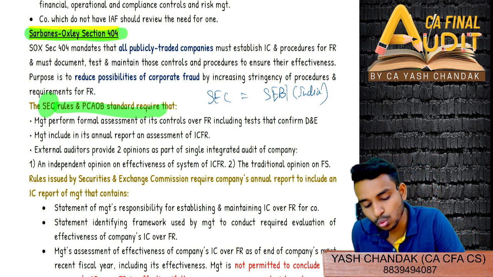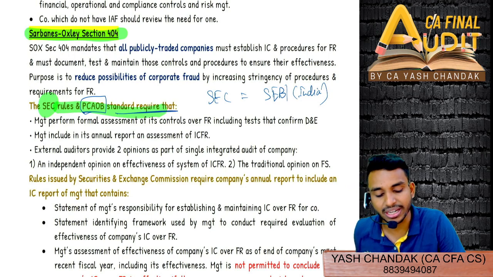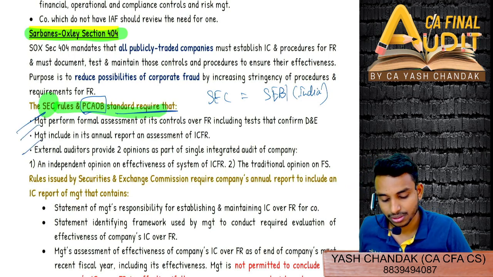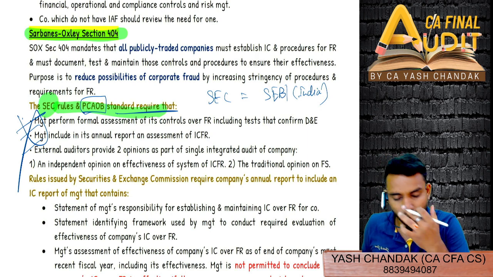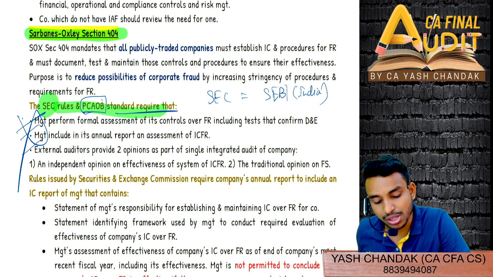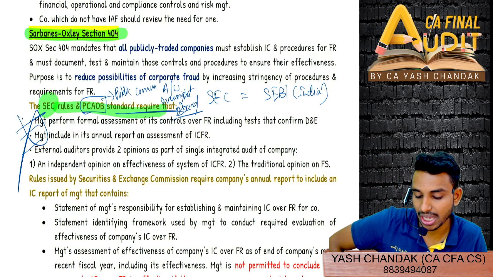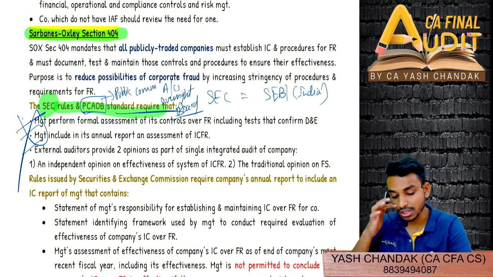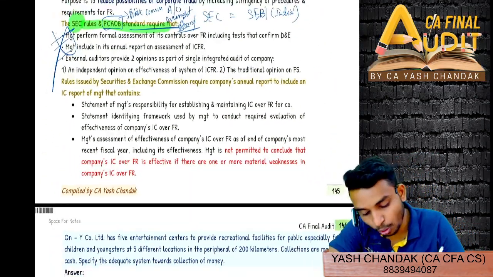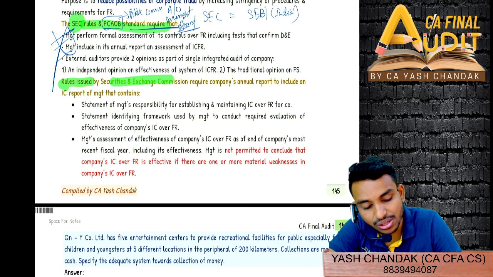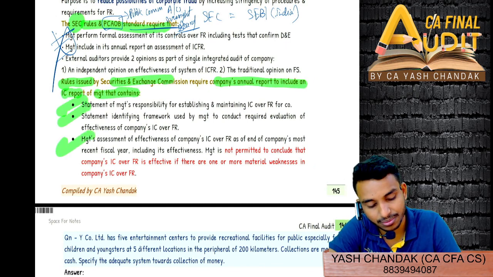So the Securities Exchange Commission rules and the PCAOB standard require 3 points. This is not that important, you can give it a reading. What is PCAOB? Public Company Accounting Oversight Board, something like that. You can Google it, PCAOB, and the SEC rule requires all these points. Mark this point as important: rules issued by the SEC require companies' annual reports to include an internal control report of management which will contain these 3 points.